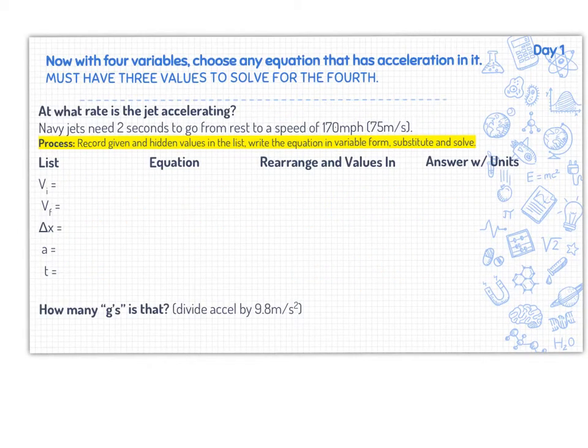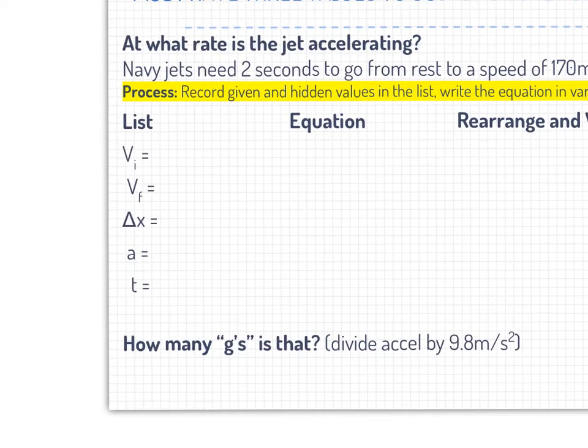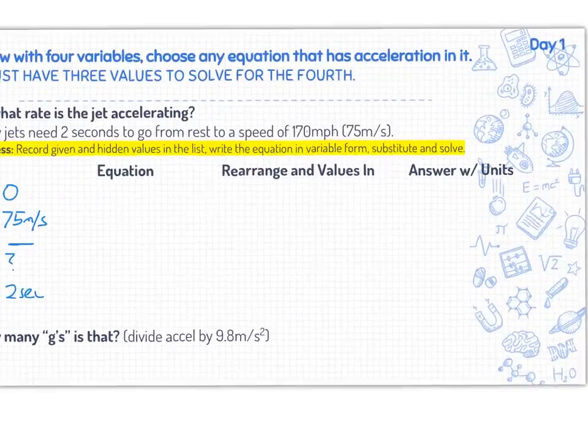Alright, in our next example, we're going to solve for the acceleration of that jet. So we're going to list our variables. The initial velocity is 0, the jet is starting from rest. The final velocity is 75 meters per second. And we are not going to use the distance traveled. I'm going to show you another way to solve this in the end using that, but just what's given, we don't know that. Acceleration we're looking for, and the time is 2 seconds.